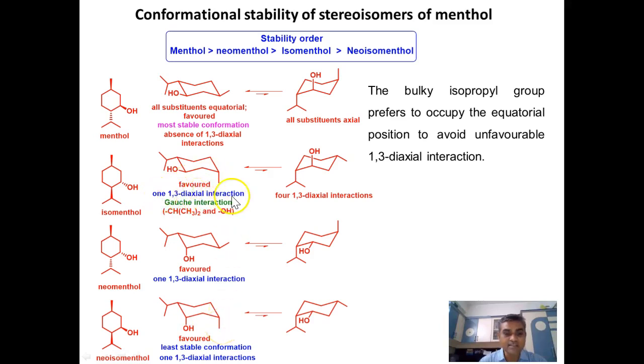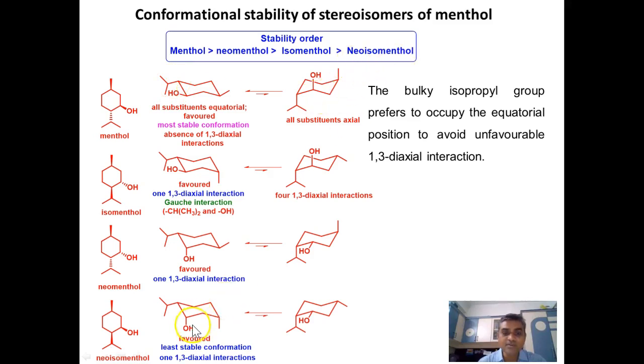Because of 1,3-diaxial interactions, isomenthol, neomenthol, and neoisomenthol will be unstable compared to menthol. On the right-hand side of this equilibrium, we have shown the isopropyl group in an axial position, and definitely this is the most unstable conformation of all these four isomers. Therefore, menthol, isomenthol, neomenthol, and neoisomenthol will prefer the conformations where the isopropyl group occupies an equatorial position. As far as stability is concerned, menthol is the most stable because there is an absence of 1,3-diaxial interactions. However, one gauche interaction is here.